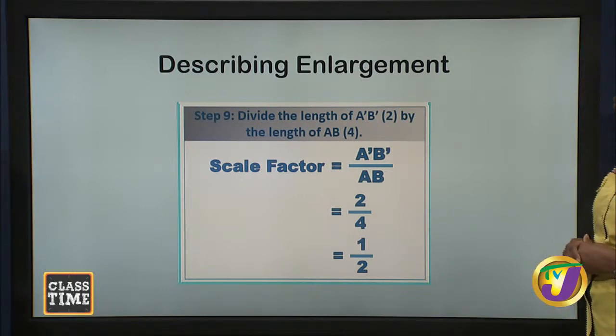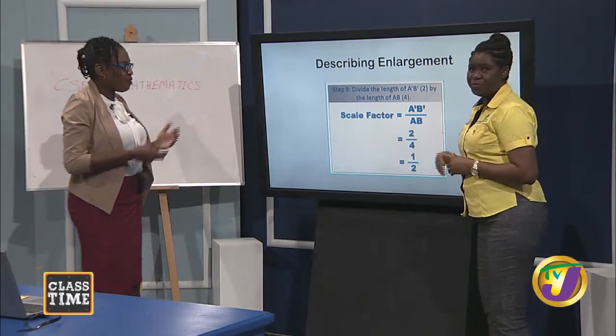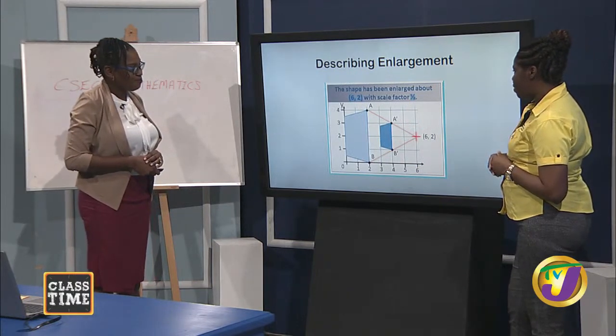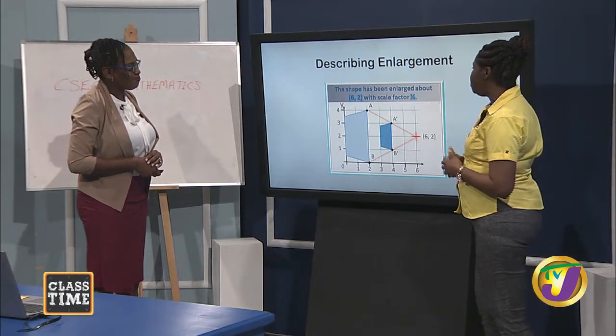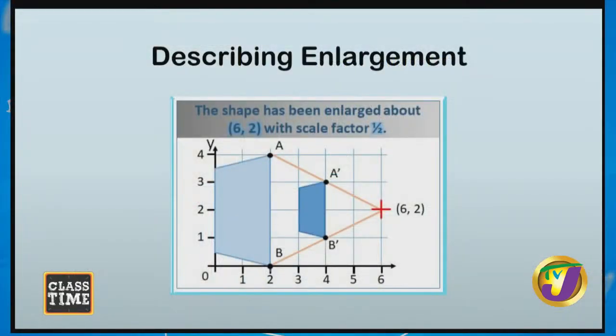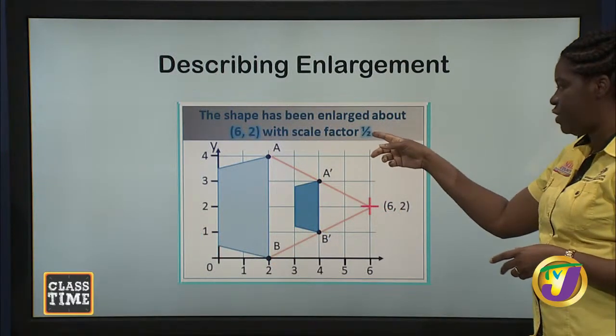Awesome. So how do we put this in sentence form? Wrapping up now, how do we describe the enlargement? All right. So we would describe that enlargement by saying that the shape has been enlarged about (6, 2) with a scale factor of 1/2. Okay, awesome. And notice that the scale factor is half.